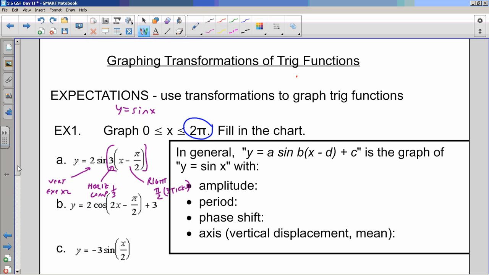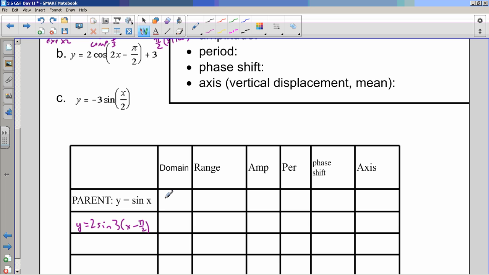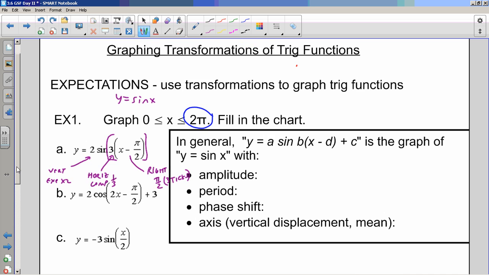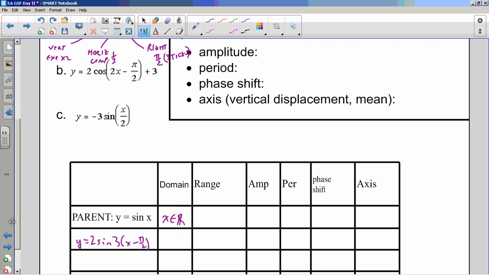What's its deal? Well, the domain is x is a member of the reals, right? All real values are allowed. It's not tangent, so it's not got any holes or anything. The range, of course, is from -1 to 1, right? Whether you want to write that in set notation like this or in interval notation, that's up to you.